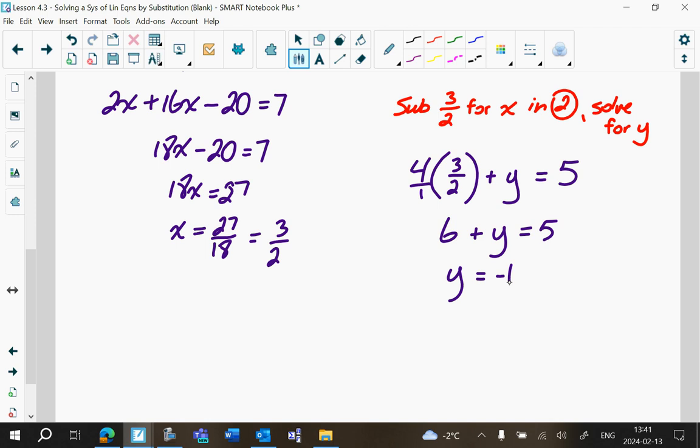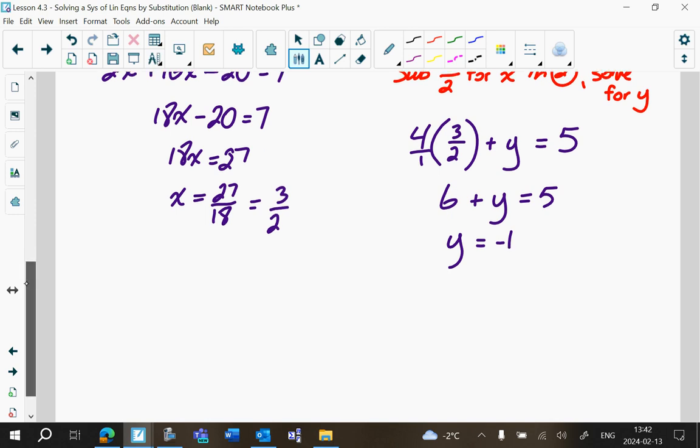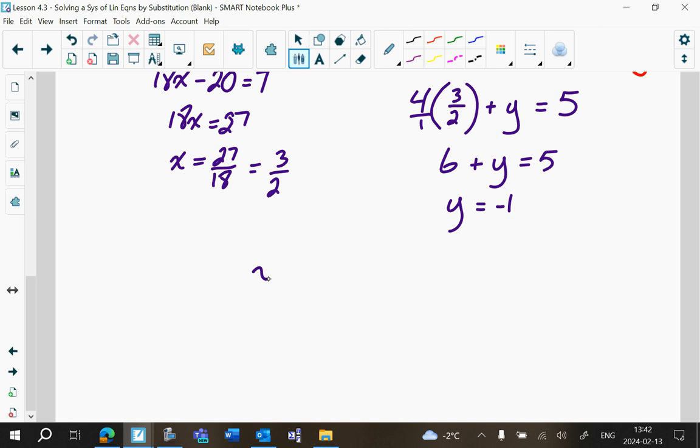So notice this one, we got a fraction answer. That might have been hard to see if we tried to graph it. So an algebraic method allows us to be a little bit more precise. So we would say our answer is x equals 3 over 2, y equals -1, or you don't have to write both. Write it as a coordinate, 3/2, comma, -1. It's up to you.